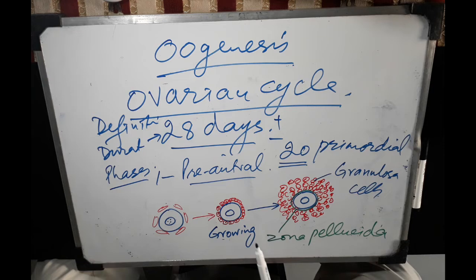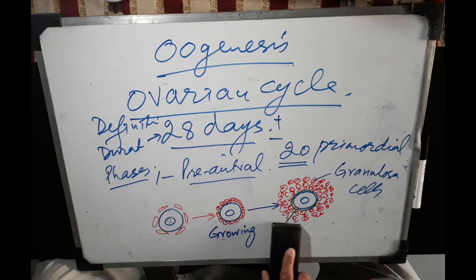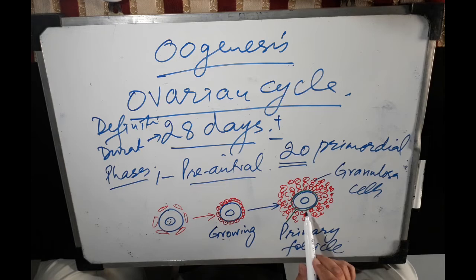Granulosa cells. So this follicle is known as primary follicle. This is known as primary follicle. So don't confuse between primary follicle and primary oocyte. Oocyte is concerned with the germ cell, and follicle concerned with the whole mass. So, primordial follicle, growing follicle, primary follicle.